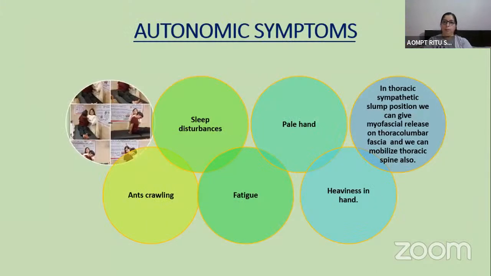And in this also the symptoms are very important: sleep disturbances, pale hand and sprawling fatigue, heaviness in the hand. In the thoracic sympathetic slump position, we can give myofascial release on the thoracolumbar fascia, and we can mobilize the thoracic spine also. So you can see it here, and these are the major characteristics which we see when the patient has an autonomic nervous system related problem. Sleep disturbances are very common, and the skin is pale, glossy, shiny. The nails show nail bed atrophy, and there is warm sprawling, fatigue, and heaviness. So these kinds of symptoms are very, very common in the patient.